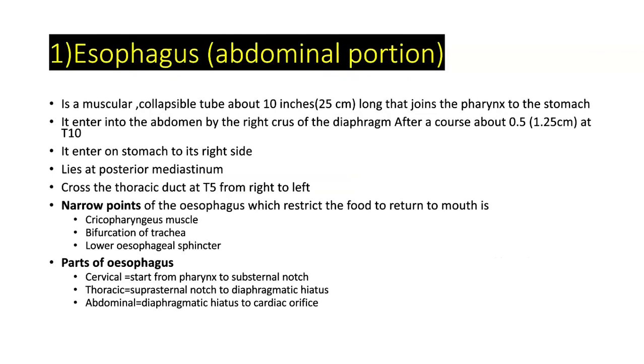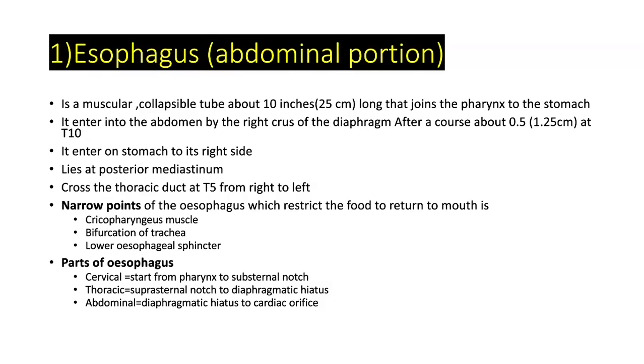The esophagus is basically a muscular collapsible tube about 10 inches in length that joins the pharynx to the stomach. It enters the abdomen through the right crus of the diaphragm after a course of 0.5 inches at T10. It enters the stomach on its right side. It lies in the posterior mediastinum and crosses the thoracic duct at T5 from right to left. The narrow points of the esophagus, which restrict food from returning to the mouth, are the cricopharyngeus muscle, the bifurcation of the trachea, and the lower esophageal sphincter.